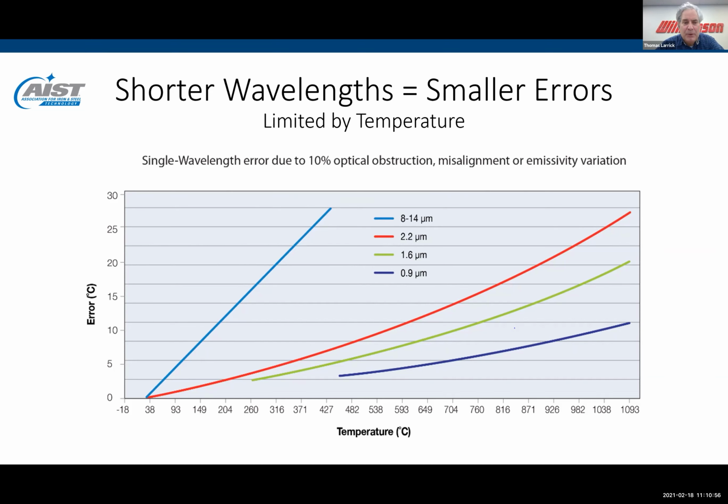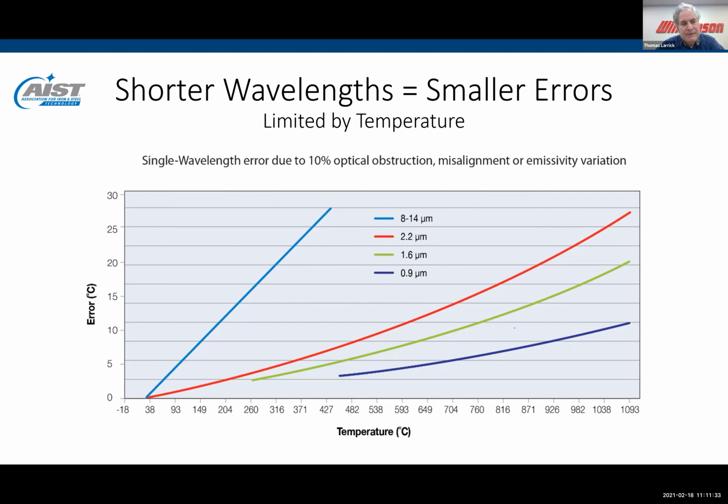Long wavelength pyrometers are used to measure lower temperatures, temperatures close to ambient or even below ambient. So if we're measuring the temperature of a frozen food, we would need to use a long wavelength pyrometer because these short wavelength pyrometers can't measure such a low temperature. And then in the metals industry, when a single wavelength pyrometer is used, always, always, always, it should be one of these short wavelength pyrometers.